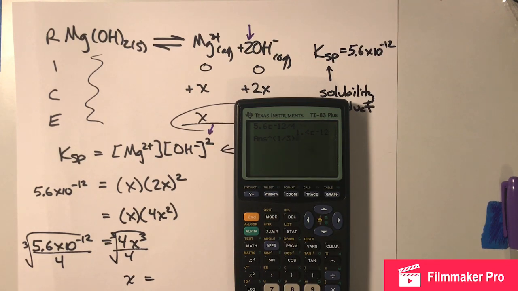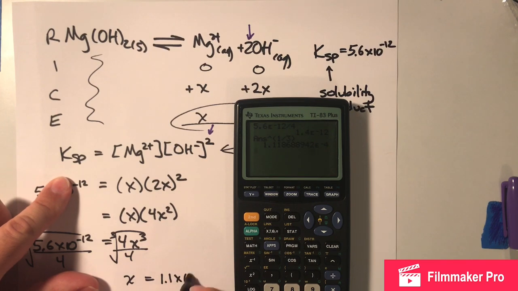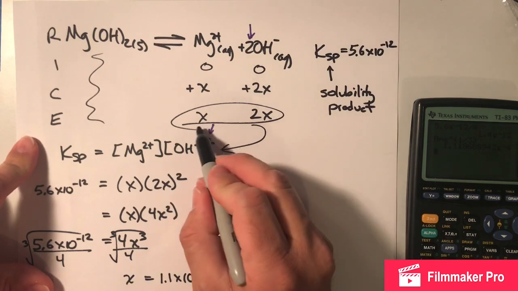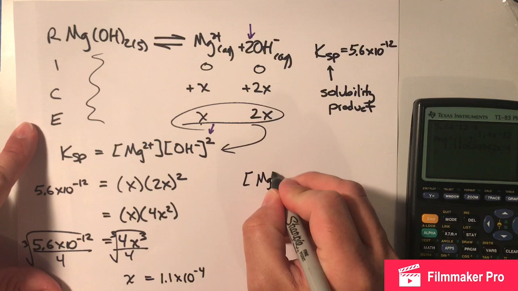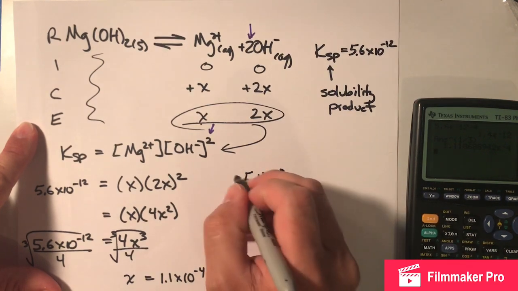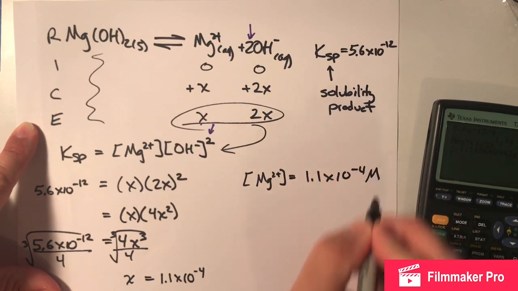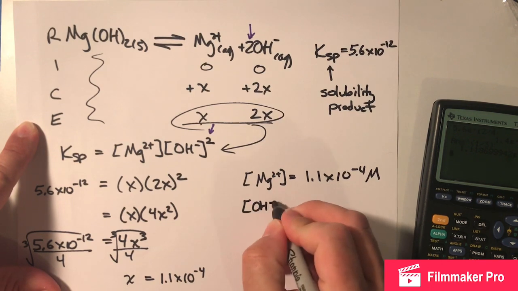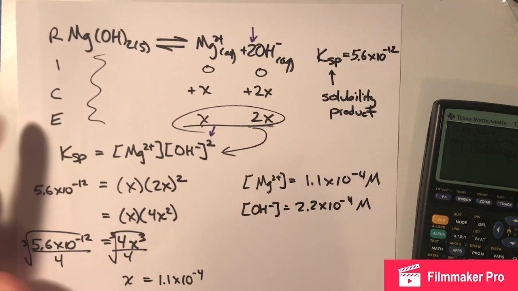So caret, parentheses, 1/3, and that's going to give us a value of X of 1.1 times 10 to the minus 4. Now, what we're actually interested in here is the equilibrium concentration of magnesium and hydroxide. So the magnesium concentration is just X. That one's easy. So that's just 1.1 times 10 to the minus 4 moles per liter. Don't forget that the hydroxide is 2 times that, right? So that's going to be 2.2 times 10 to the minus 4 molar for the hydroxide.